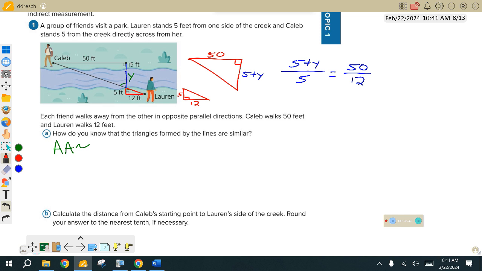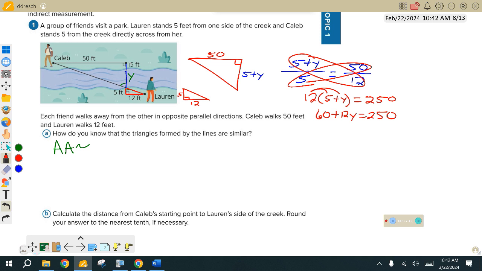Now let's cross products. 5 plus y times 12. One more time, don't forget about the distributive property there. Okay. 50 times 5 is what? 250. And then keep going here, because this is where some of you made that mistake about not distributing. So 60 plus 12y. And then solve it out. Subtract 60, what is that, 190? Divided by 12, what's 190 divided by 12?